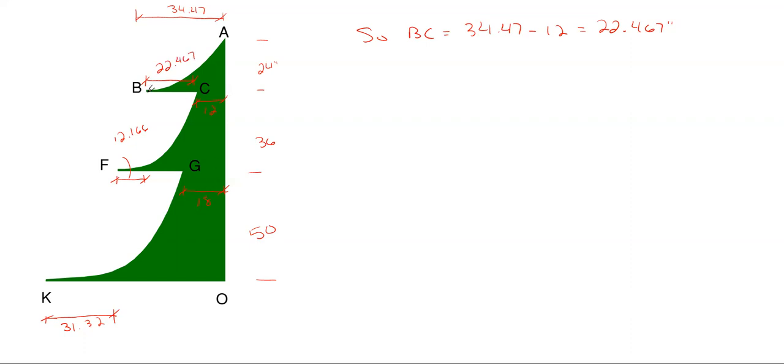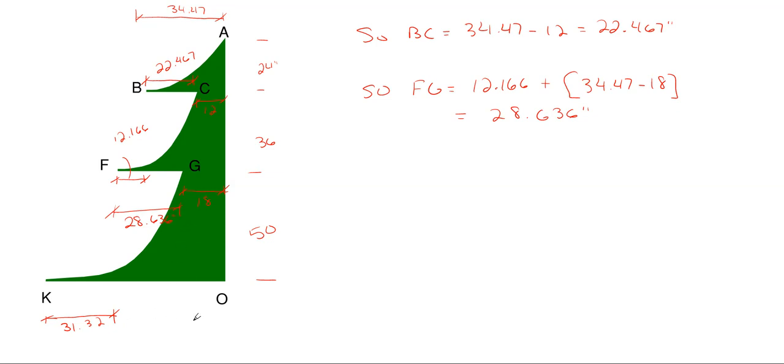Now with this from B all the way over to here, we can get this dimension from F to G. So F to G would just be 12.166 plus that difference of 34.47, subtracting off the 18. And this would give me 28.636 inches from F to G. So from here over to F would be 28.636 inches.